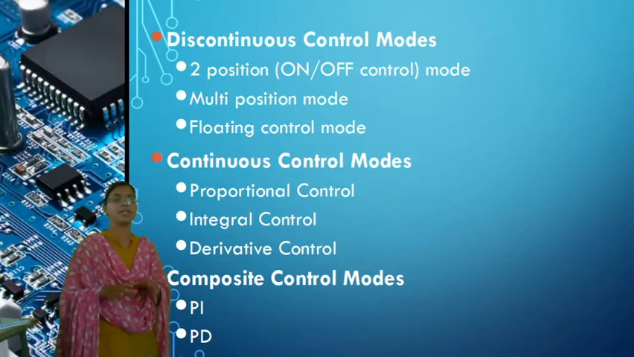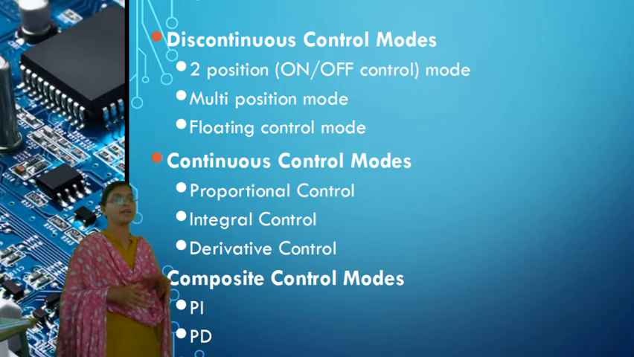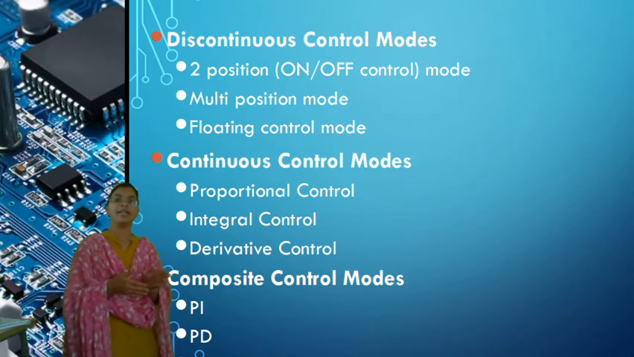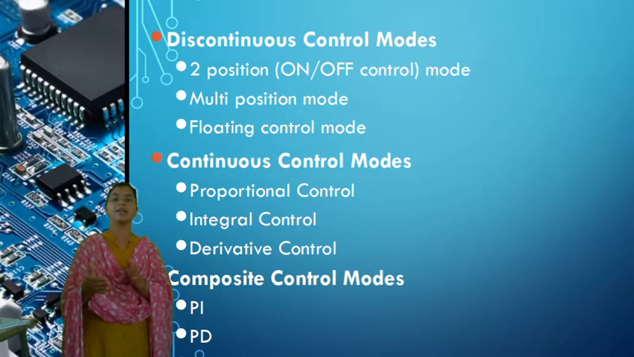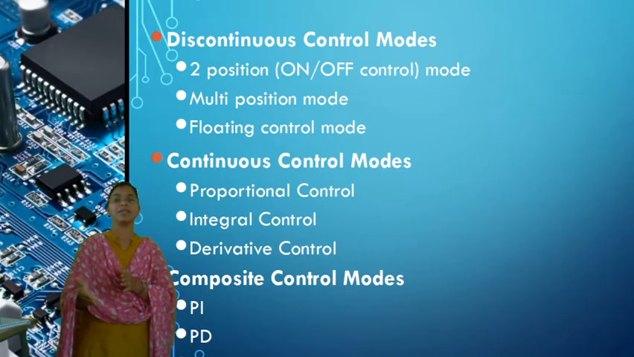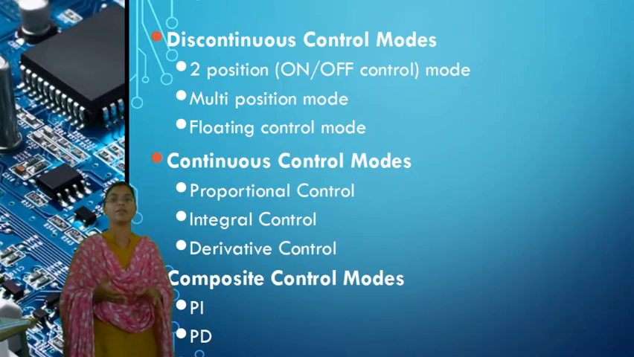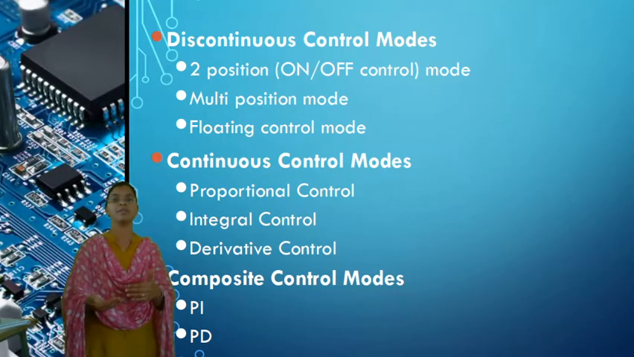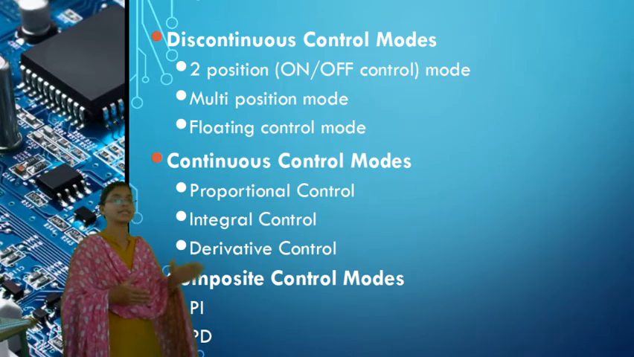The first part of the second chapter covers these topics. The controller modes depend upon the output generation of the particular controller. If the output varies continuously, every time, then that is called continuous controller modes. If the output is discontinuous, for example the controller generates an output, then sits idle, and after some time generates another output, then that is called discontinuous controller modes.